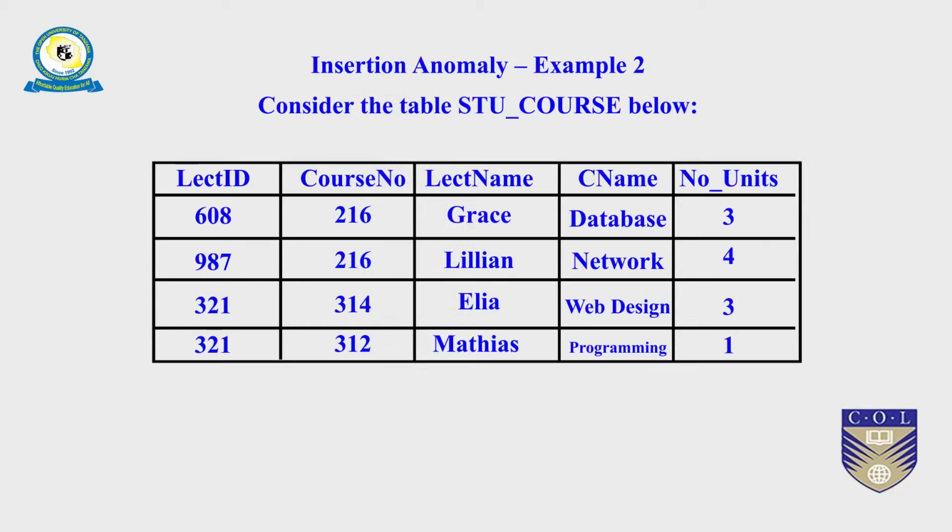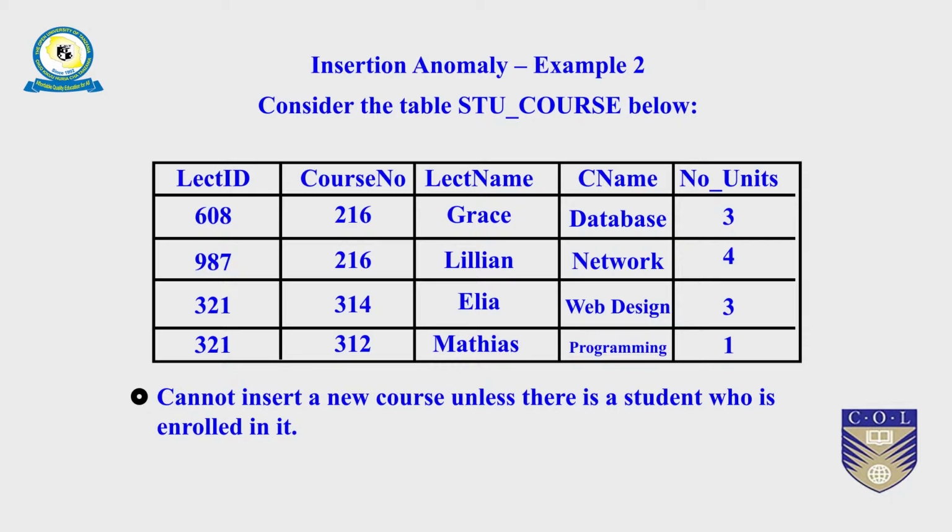Let us look at an example of a situation whereby you have insertion anomaly. Consider the table that you see there. It's a lecture course table where you have a lecture ID, a course number, a lecturer name, a course name, and number of units. If you look at the data in this table, you cannot insert a new course unless a lecturer is assigned to it. That's the way the table has been designed. It's a very poor database design.